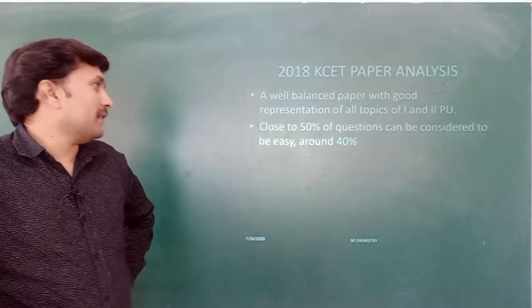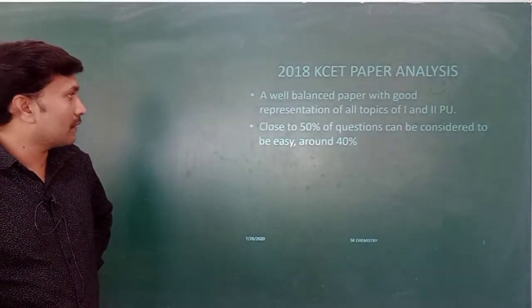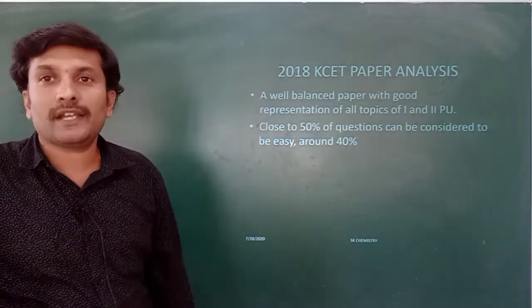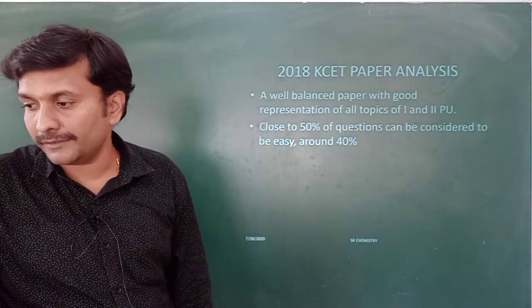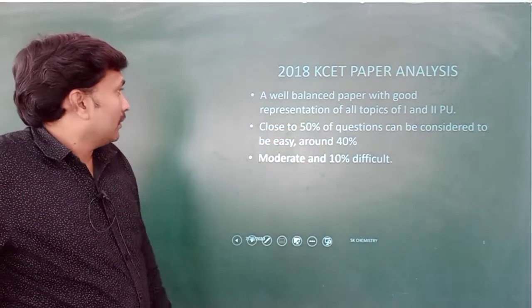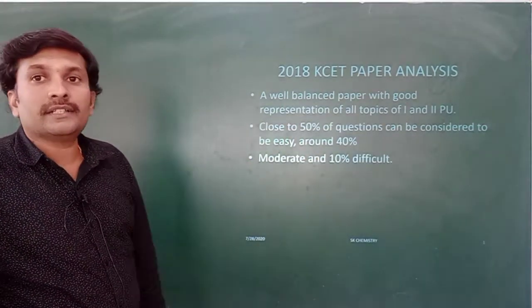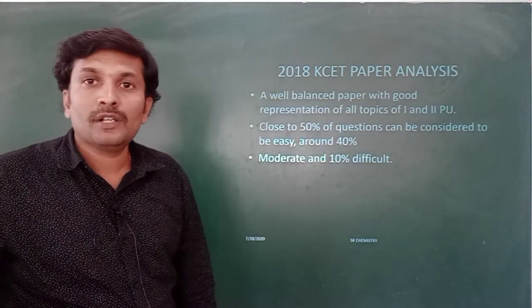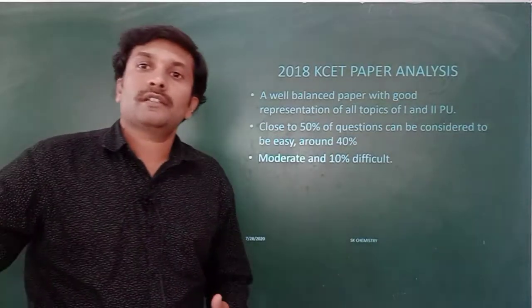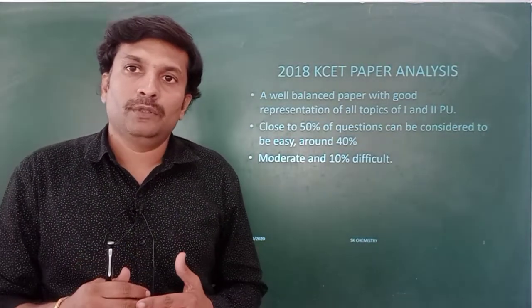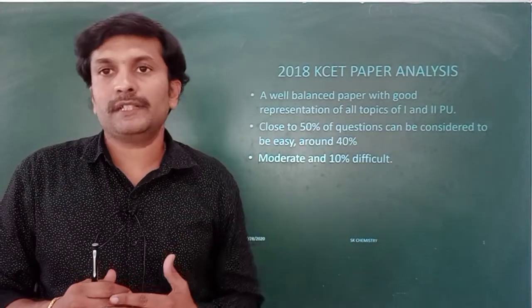Close to 50% of the questions can be considered easy, around 40% moderate, and 10% difficult. I always tell my students, your score in theory is going to be up to 82, 90%.